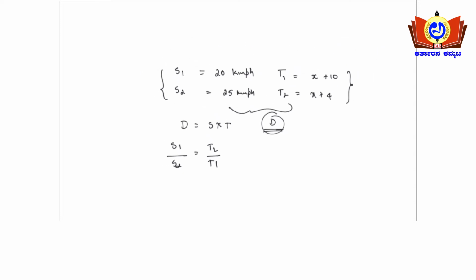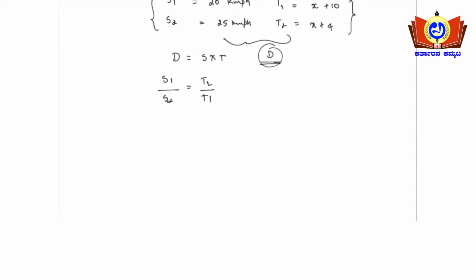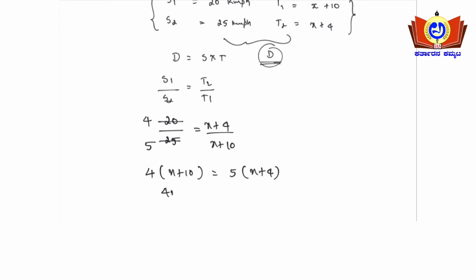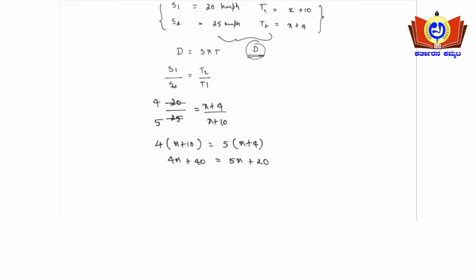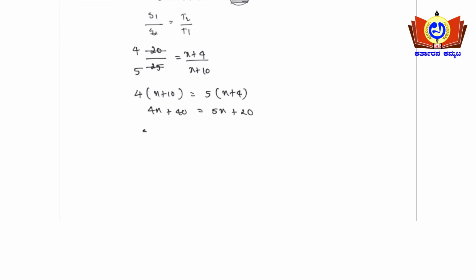So what are S1 and S2? I'll be substituting here. S1 is 20 kilometers upon S2 will be 25 kilometers, and the time taken will be x plus 4 by x plus 10 here. Okay, 5 4s are 20, 5 5s are 25. So 4 into x plus 10 will be equal to 5 into x plus 4. See, 4x plus 40 will be equal to 5x plus 20. So upon taking x to the same side, 5x minus 4x will be 40 minus 20. So x will be 20 here.